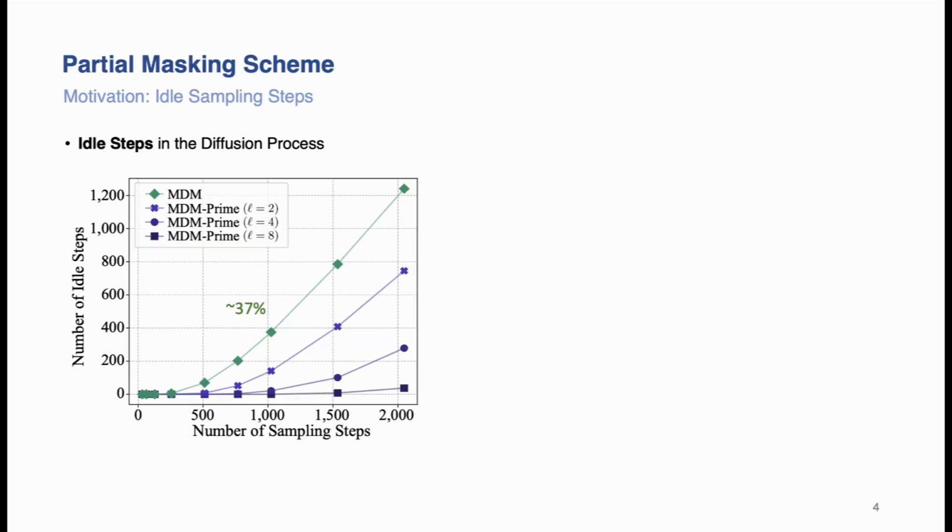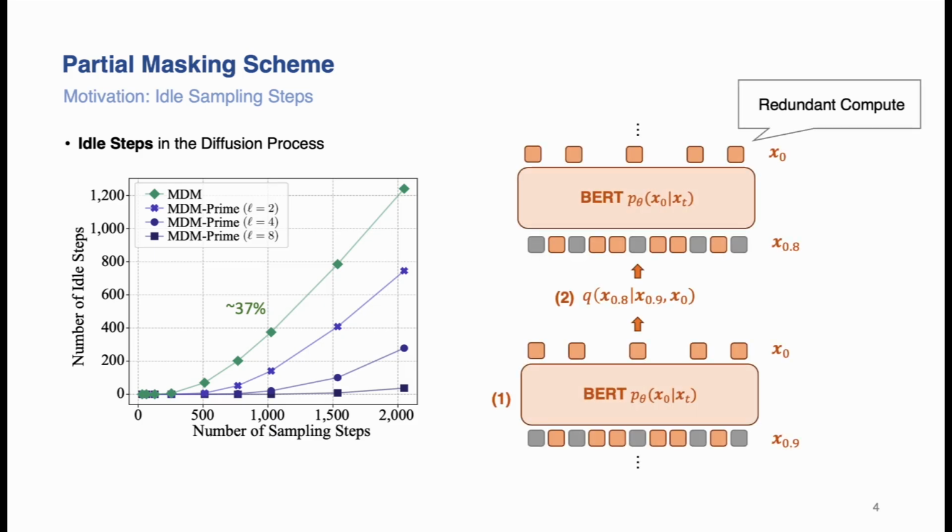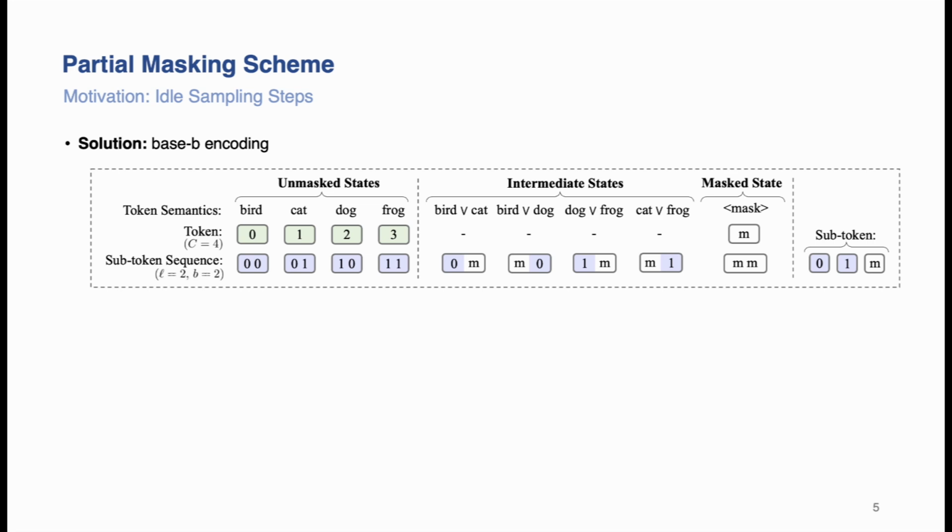We found that the mask diffusion process is actually very inefficient. As you can see from the plot, around 37% of the sampling steps are idle. And the idle steps here mean that the sequence remains the same in two consecutive sampling steps, which induces a lot of redundant compute. Therefore, we want to redefine the diffusion process so as to have better model utilization.